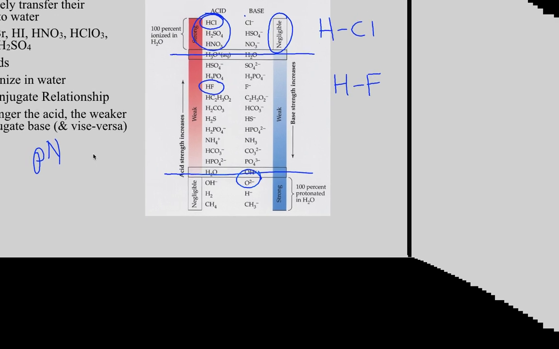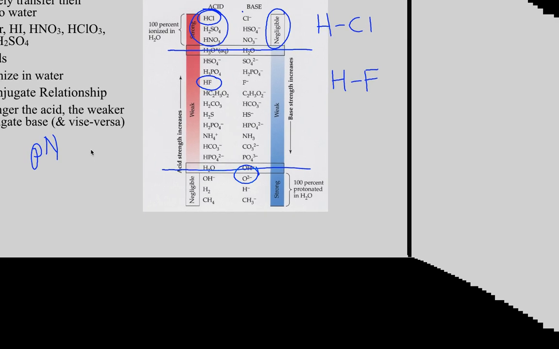Hold on, do you mean hydronium or hydroxide? If I'm saying hydronium, I mean hydroxide. Did I say hydronium? Okay, scratch that, reverse it. So hydronium is our reference for strong acid. Hydroxide is our reference for strong base. Is that okay? You guys okay?